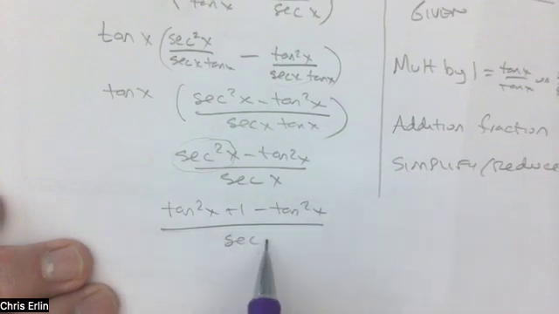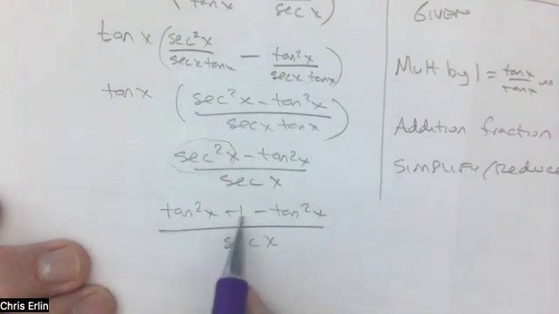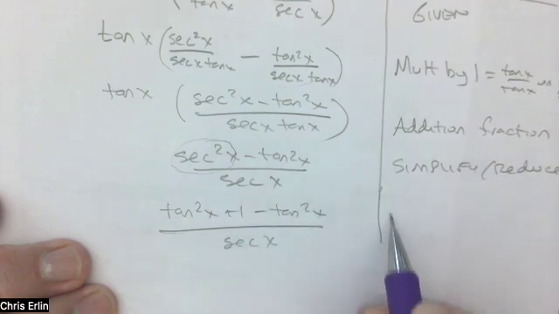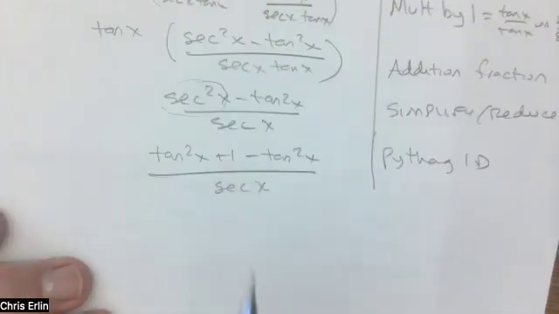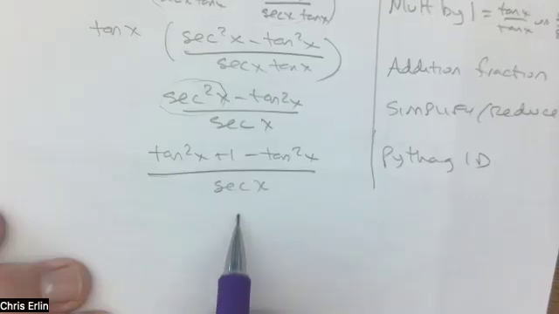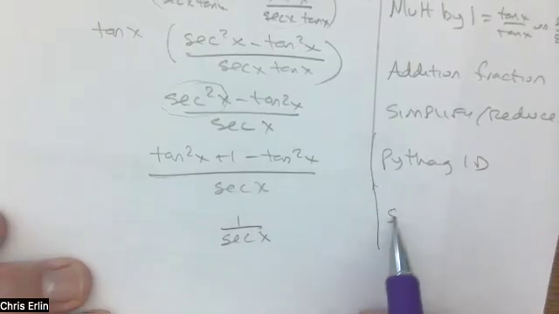I replaced this one with tan squared x plus 1. And then I left this minus tan squared, right? So that was Pythagorean. And now I've got tan squared x minus tan squared x. Those go away. I'm left with 1 over secant.